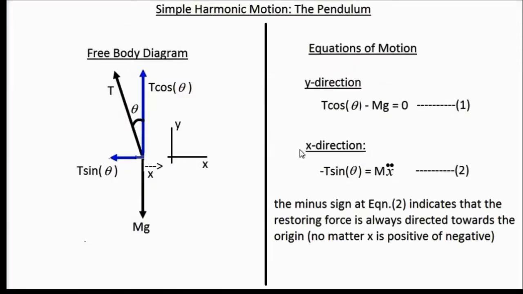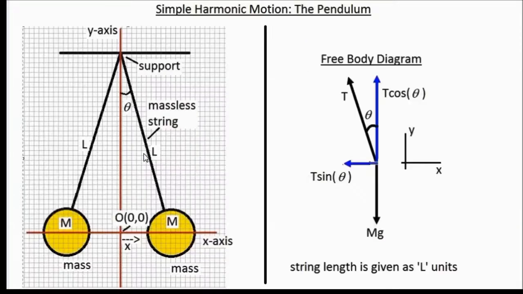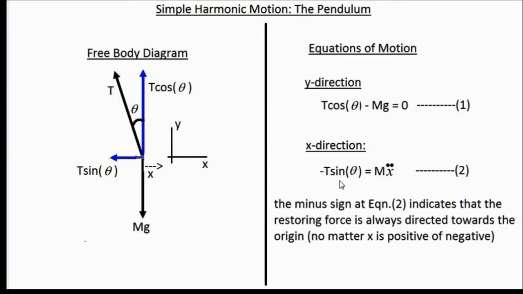So in the x direction, we have T sine theta, the restoring force, which is causing the acceleration, is m x double dot. X is being measured from the origin, from the mean position, as shown here. Note that the minus sign is attached to the T sine theta because this is the restoring force and this is always directed towards the origin, whether x is positive or negative.